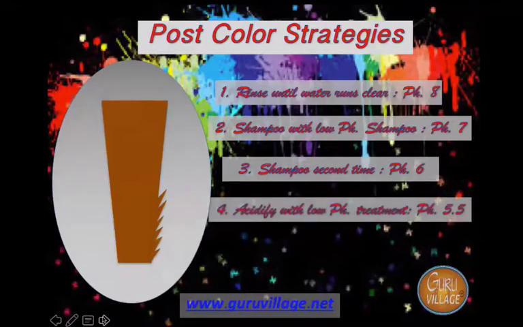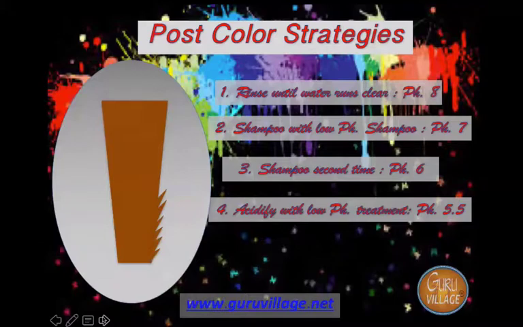And step number 4 is acidify with a low pH treatment. That will bring the hair down to a pH of 5.5. What we do is we use a low pH acidifying rinse at a pH of 3.5 after we've done the second shampoo, and we work that through the hair. We leave that in the hair, and then we apply an acidifying conditioner or treatment onto the hair. Let that set in the hair anywhere from 3 to 5 minutes, and then we rinse the entire thing out.